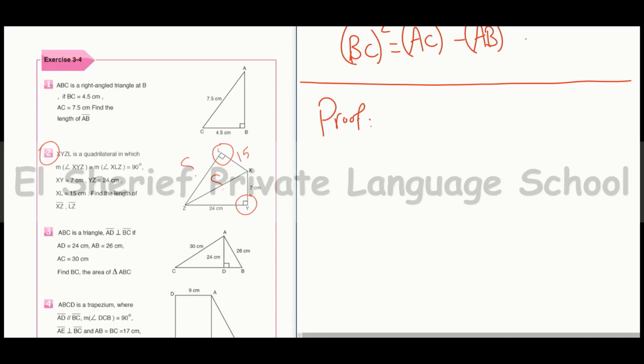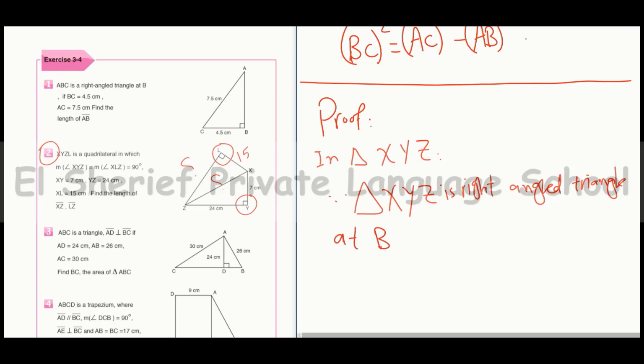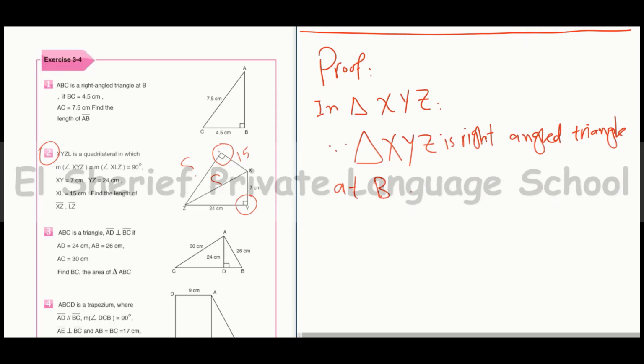Let me write the proof. At first, start with the triangle XYZ. We have two sides and a right angle. In triangle XYZ, since the angle XYZ is a right angle at Y, the triangle is a right angle triangle, and we can use the Pythagoras theorem.